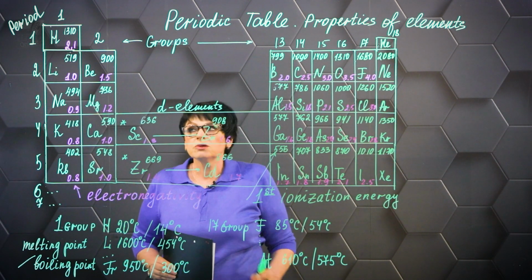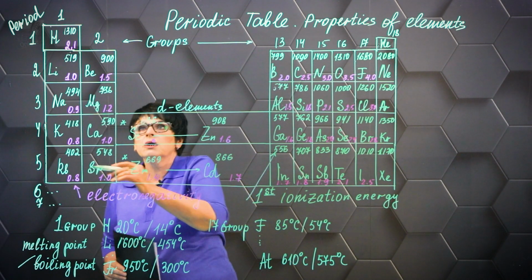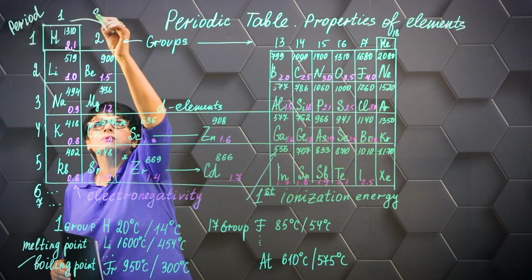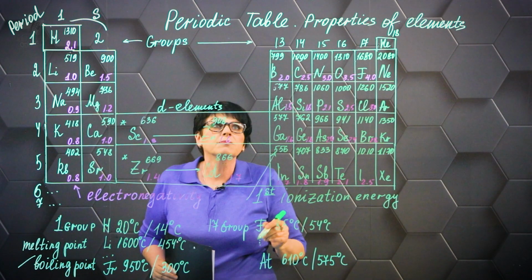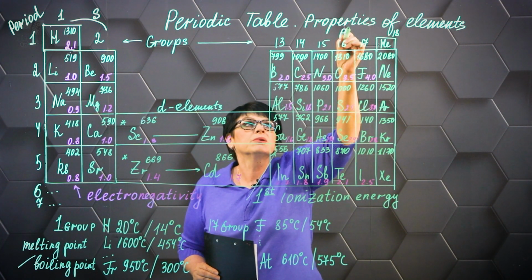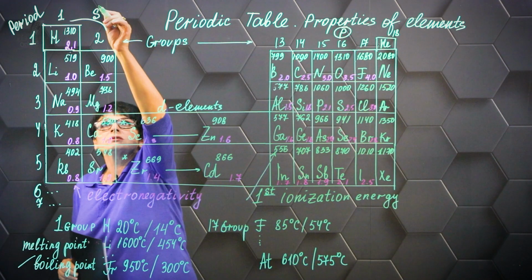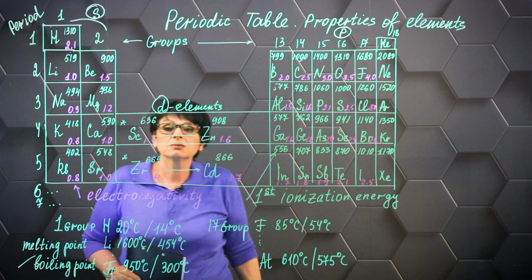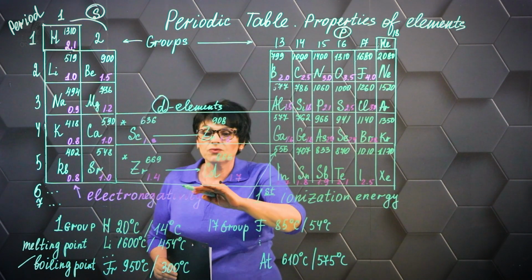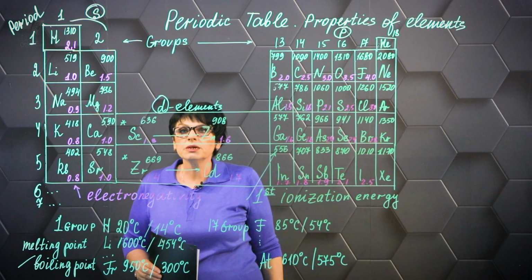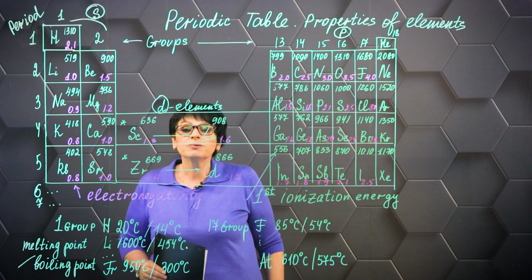I pay your attention that in the first group and in the second group, let's remind we have S elements, and groups 13 through 18 are P elements. So in the periodic table you can now see the S, P, D elements, and the F elements are in the 6th and 7th period. So let's see what is represented in my table.